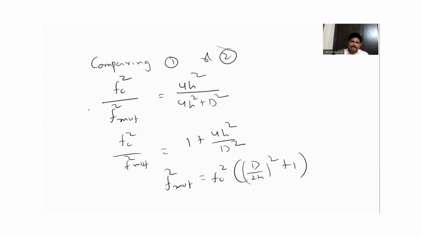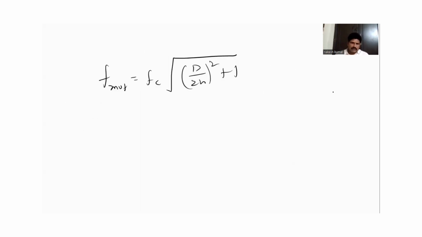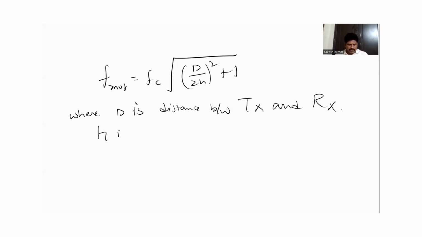What is this d? D is the separation distance between the transmitting antenna and the receiving antenna. What is this h? H is the height above the earth surface, the height from the earth surface to the ionosphere.